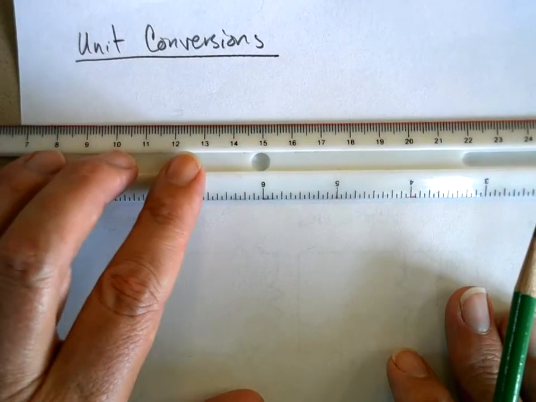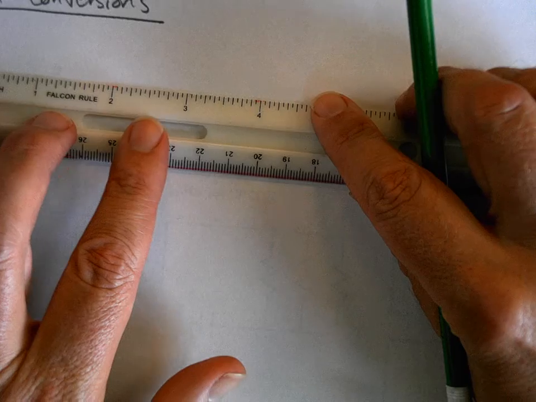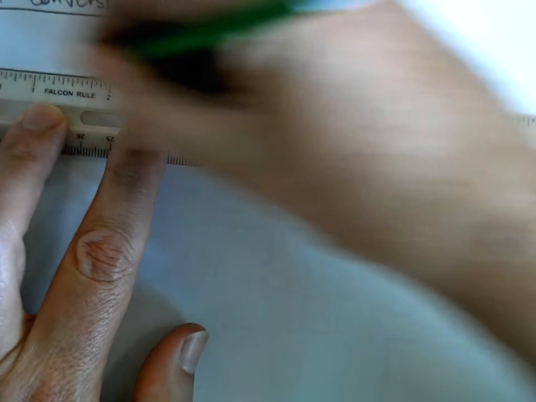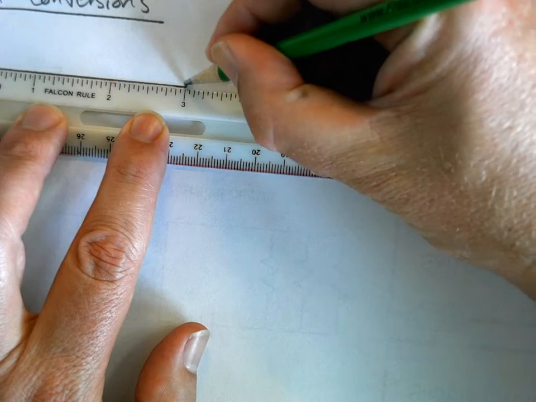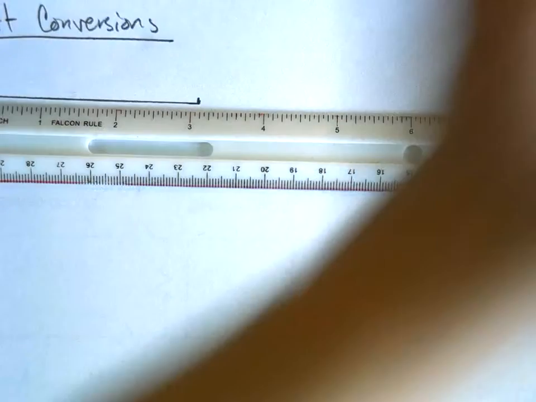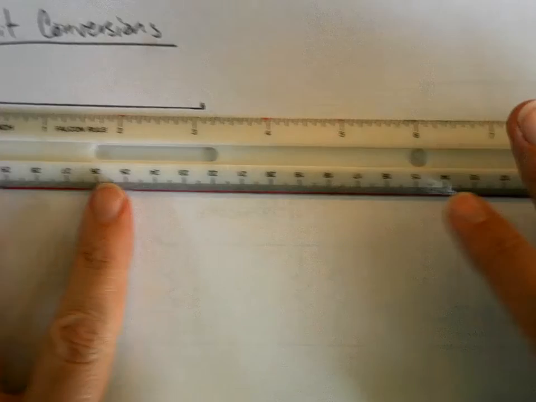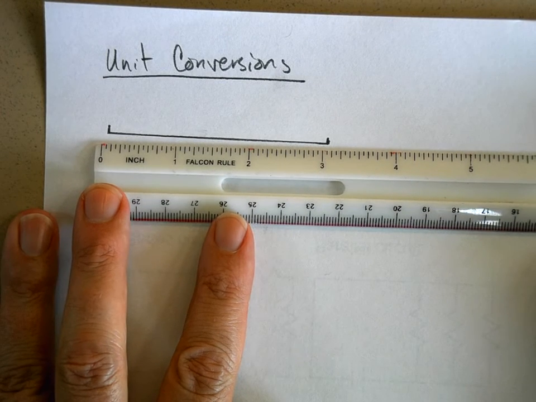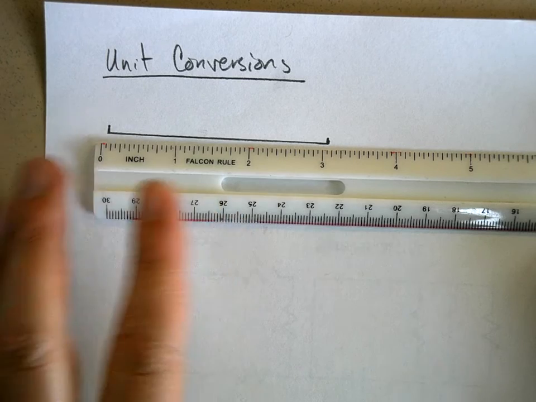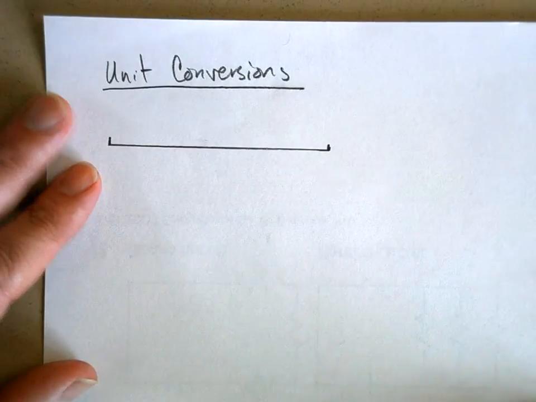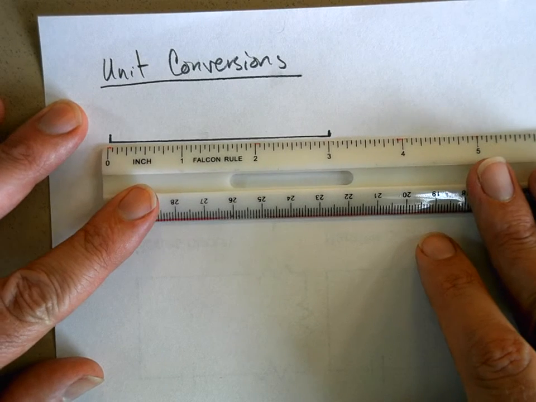So if I draw something, let's say that I draw a line, and I'll start it right here, and I'll go this far. So I draw that line. You can see that line is 3 inches long. So if I have a length that's this long, we say, okay, it is 3 inches long.